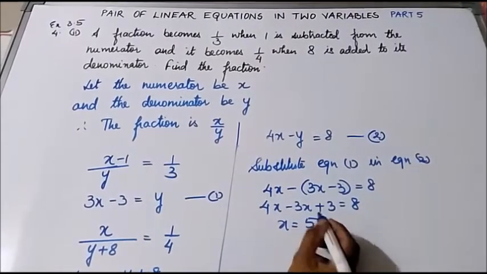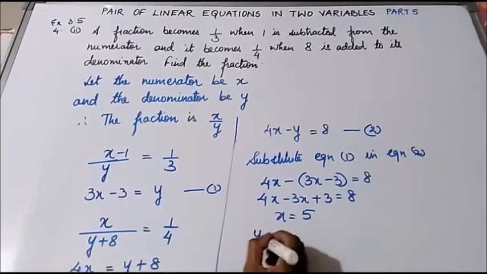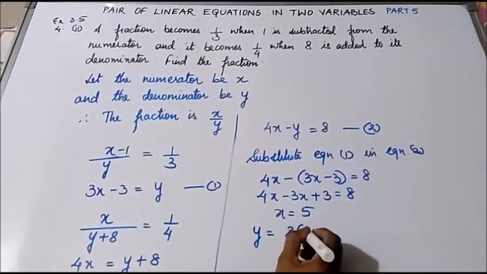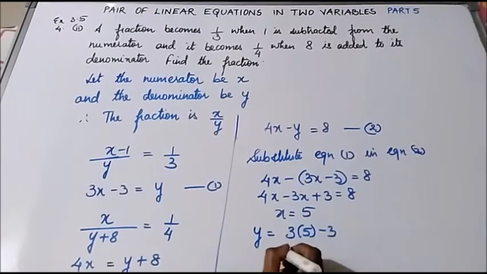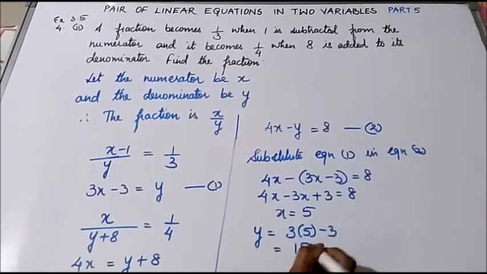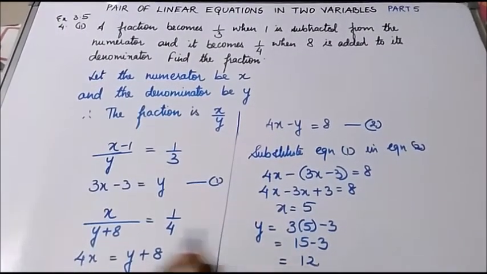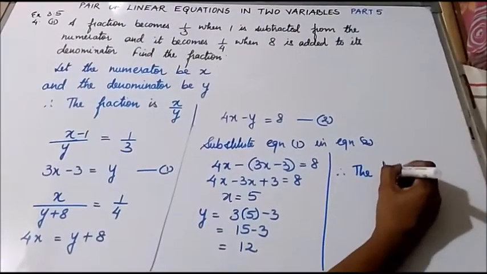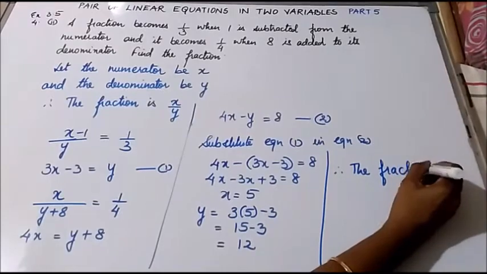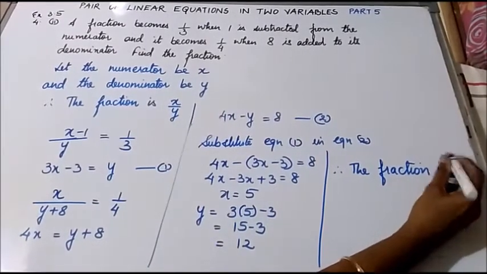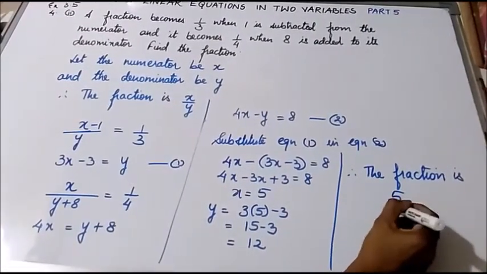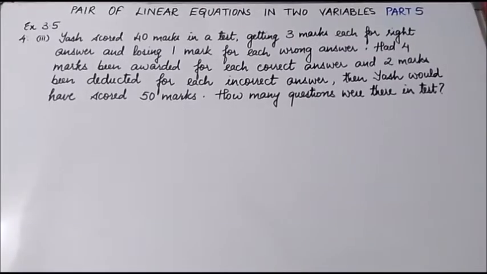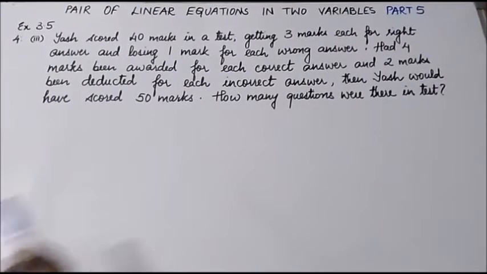X equal to 5. Now what is Y equal to? Y is equal to 3x minus 3, that is 3 into 5 minus 3, that is 15 minus 3, that is equal to 12. Therefore, the required fraction is 5 by 12.